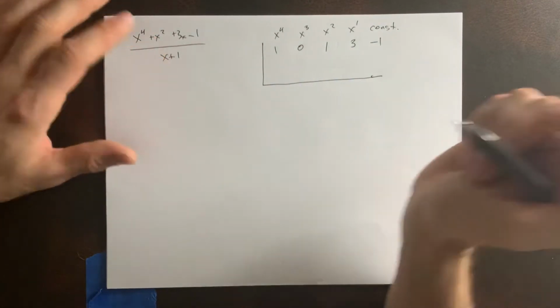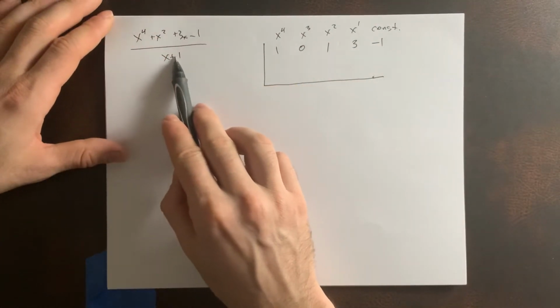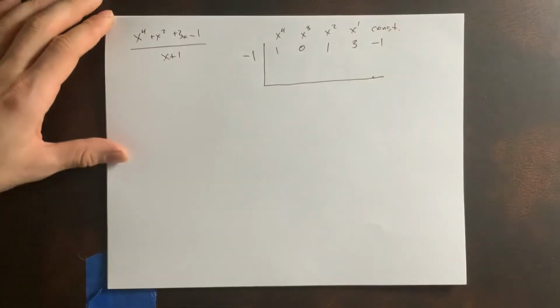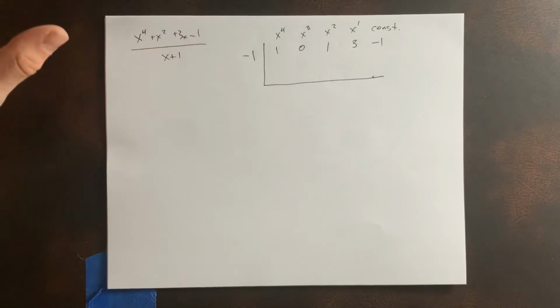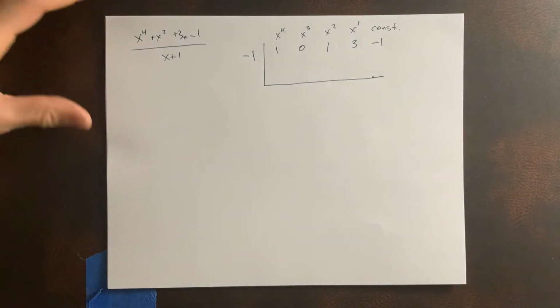Now on the bottom here, we have an x plus 1. Since it's a plus 1, we're going to put a minus 1 here. Just like before, you always do the opposite of the sign. Okay, so now let's do all those steps again for synthetic division.